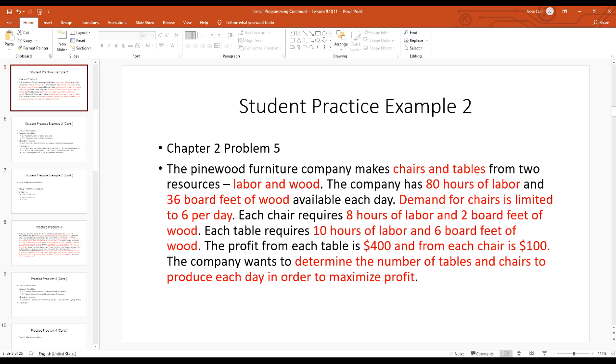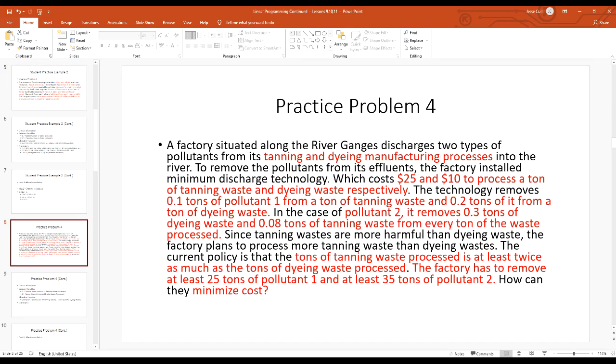Constraints is difficult only for one reason. The information is scattered throughout the natural language problem. We're going to go here, and we're going to see that the technology removes 0.1 tons of pollutant 1 from tanning waste, 0.2 tons of pollutant 1 from dyeing waste. Then we have to go down here, and we see that we have to remove at least 25 tons of pollutant 1. That's our first limitation. Anything that removes less than 25 tons of pollutant 1 isn't valid.